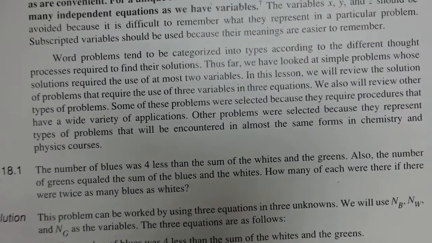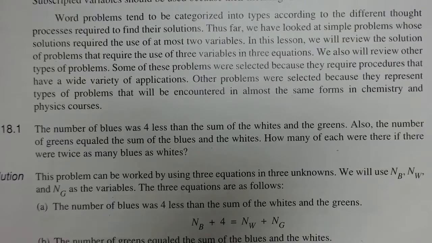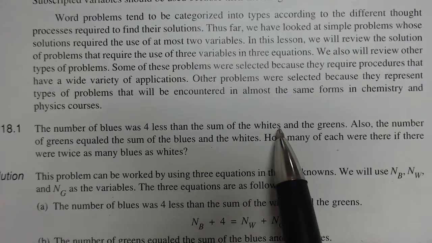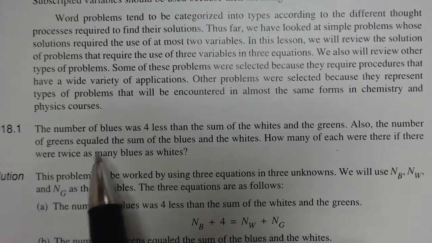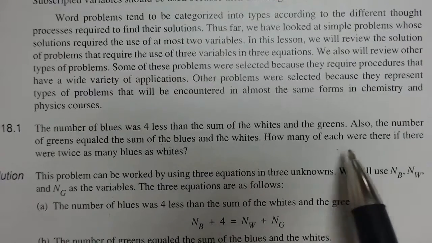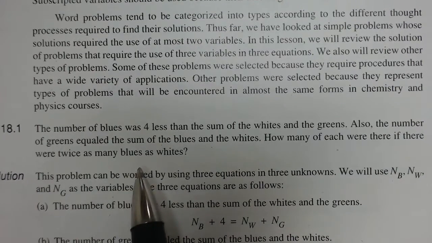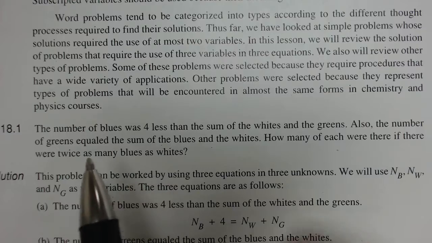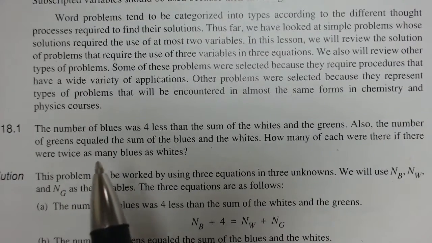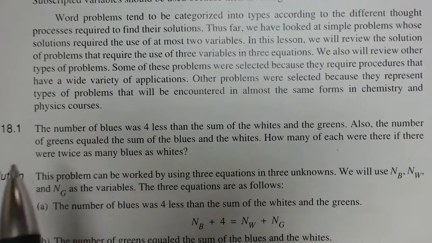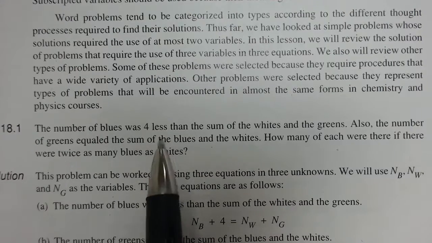The first example goes in terms of color. So they tell us the number of blues was 4 less than the sum of whites and greens. Also, the number of greens equaled the sum of blues and whites. How many of each were there if there were twice as many blues as whites? Another key thing is a lot of times in these problems there will be 3 equations instead of 2. The first equation we spot: the number of blues was 4 less than the sum of whites and greens.